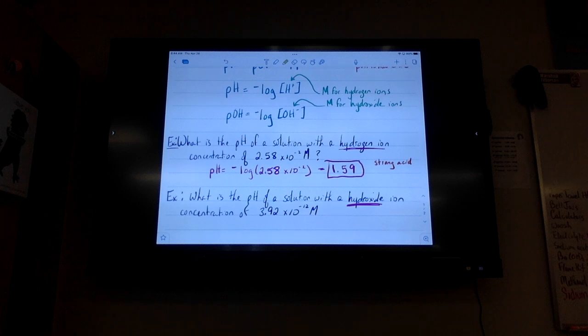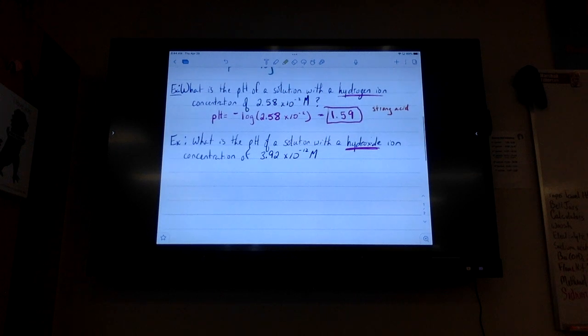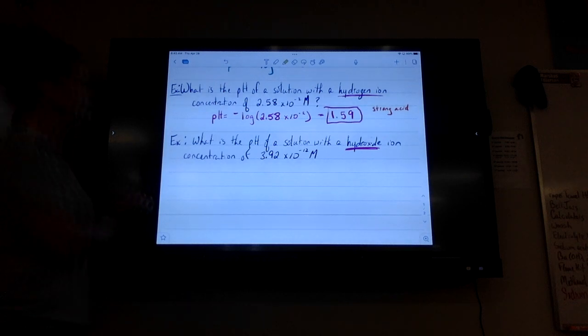Okay. This one's a little bit different. Do you see what's different? What's this hydrogen? It's a different compound. What do you mean? Like, it's not exactly the same. Tell me what's different. It's a polyatomic. Oh, okay. All right. Yeah, you're not wrong.